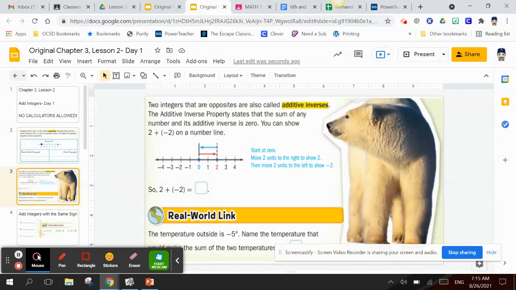Two integers that are opposites are also called additive inverses. The additive inverse property states that the sum of any number and its additive inverse is 0. You can show that 2 plus a -2 on a number line. So if you are standing at 2 and you took 2 steps back, that would be 0. So 2 plus a -2 is 0.